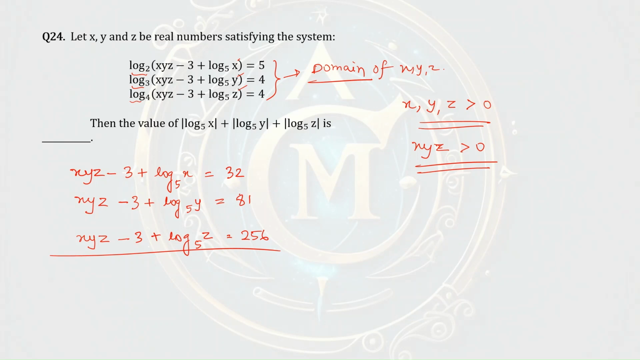Now here our main motive will be to create a single variable xyz, because xyz is here, xyz is here, xyz is also here. So if we sum these three equations together, then log x, log y, log z will sum up to be log xyz. So there will be a term xyz created inside the log. So we have to sum these 3.